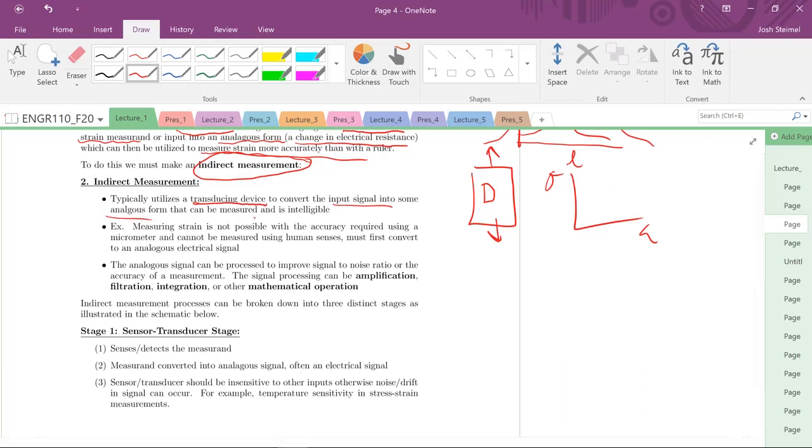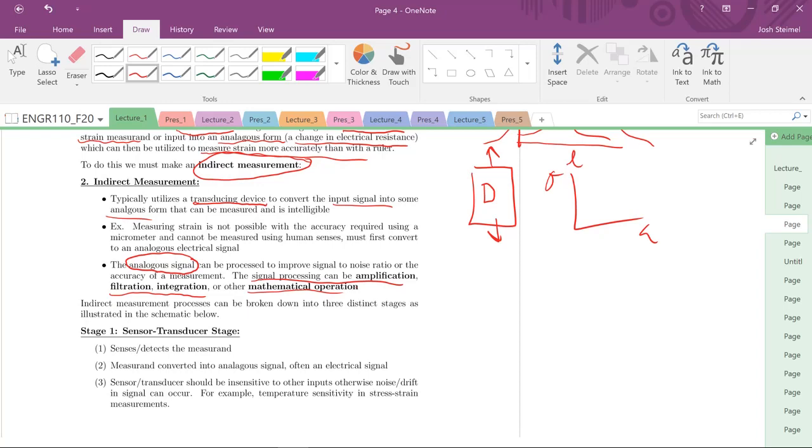During this process where you transduce the signal, whatever the analogous signal is, usually it's an electrical signal, but it could vary. We're going to see lots of different examples coming up soon. The analogous signal can be processed. So I could process my analogous signal using amplification, filtration, integration, or any other mathematical operation in order to improve the resolution of my apparatus, and that will also lead to changes in my precision as well.